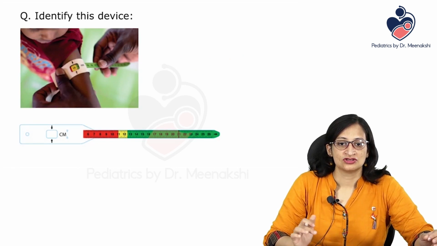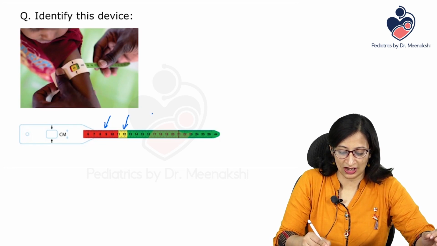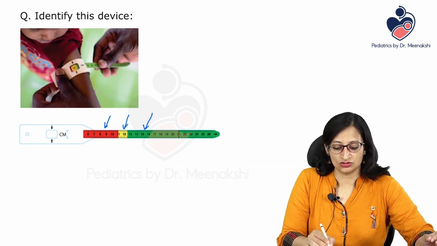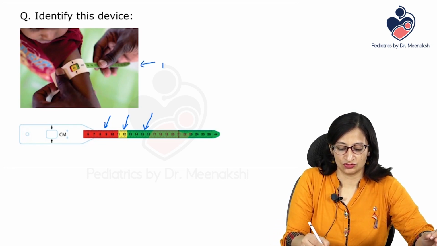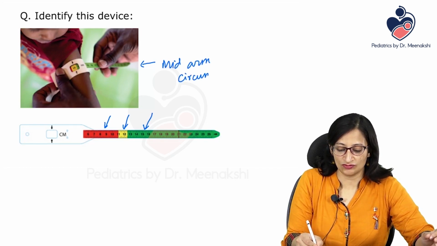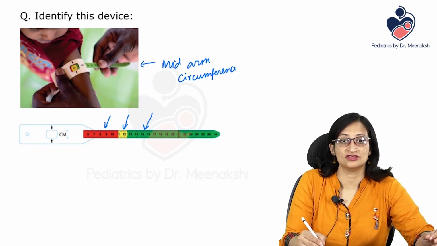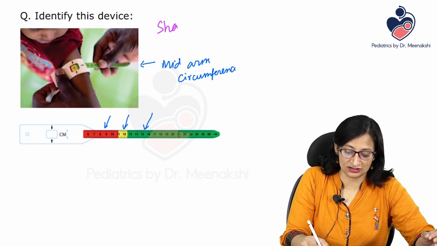What is this? So this you can see is a measuring tape which has got a red zone, a yellow zone and a green zone. And this is used to measure the mid-arm circumference of a child. So what is the name of this device which is used to measure the mid-arm circumference and has got the red, yellow and green zones? So this is the Shakir's tape, okay.